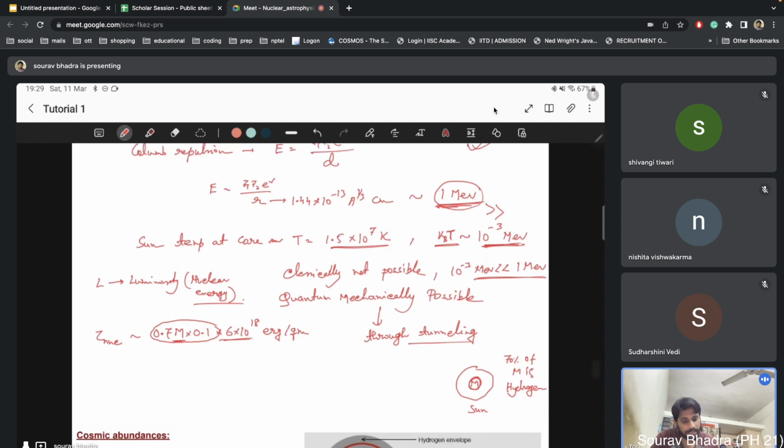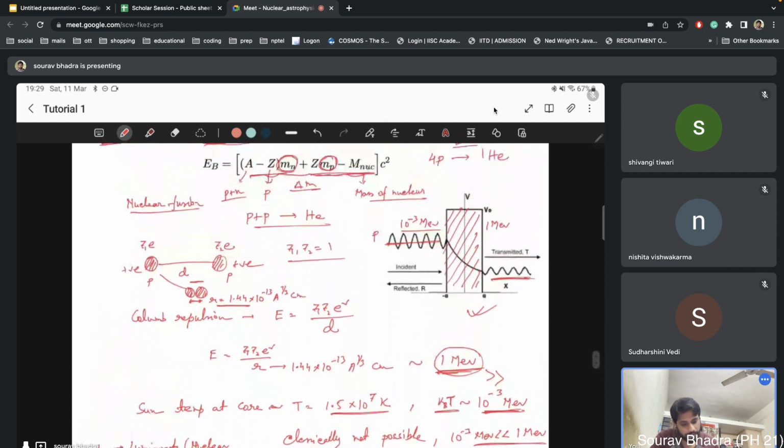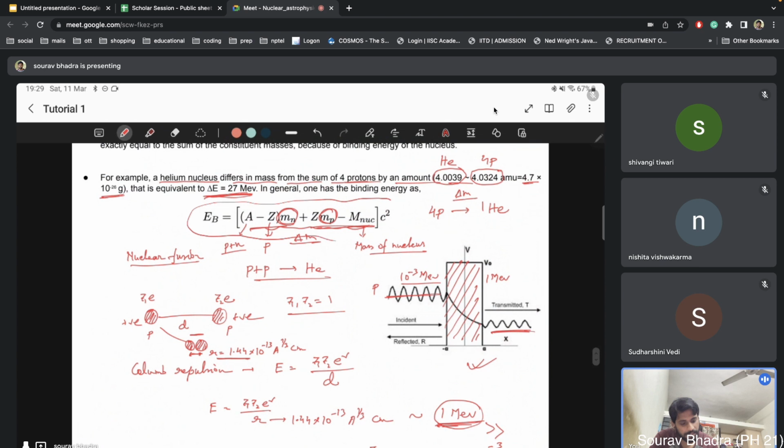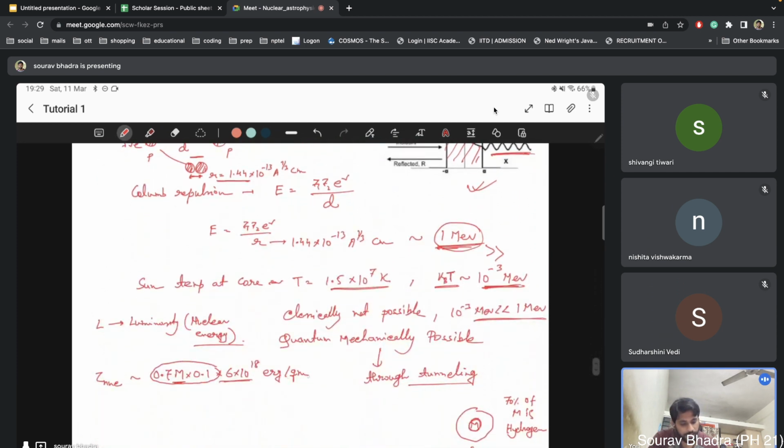This value comes exactly by calculating this thing. You calculate it for one particular element, then you can convert it for 1 gram or 1 kg. So this is the total energy generation. I mean, you have this much hydrogen, and each gram of hydrogen is giving you this much energy. So this is your total energy which is available for the nuclear reaction.